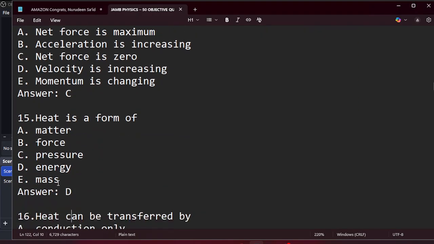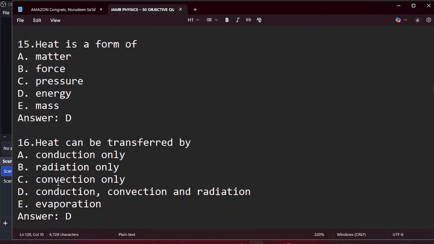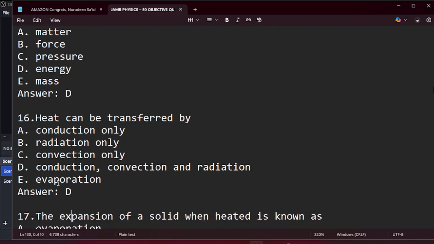Question number 15. Heat is a form of A. Matter. B. Force. C. Pressure. D. Energy. And E. Mass. The answer is D, which is energy.